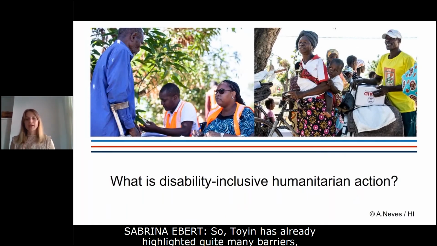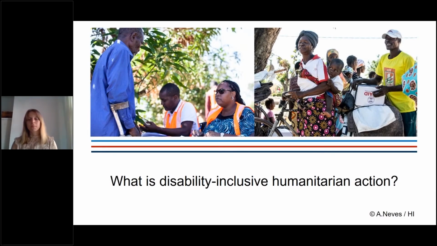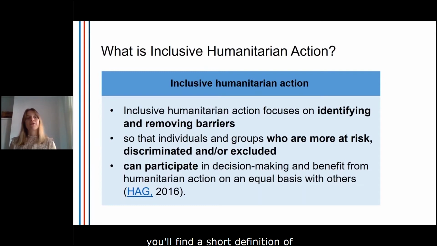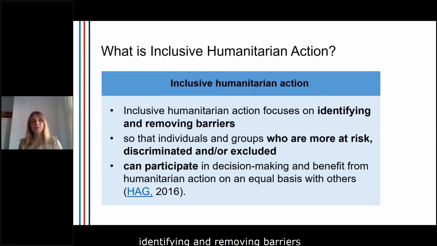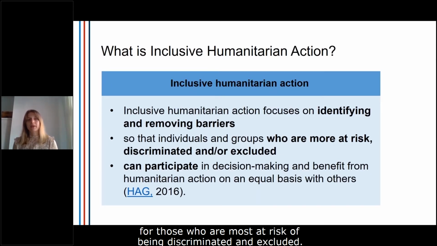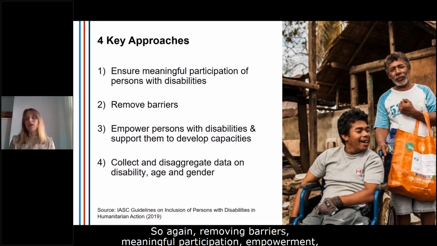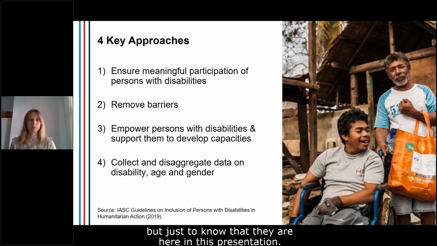So Toyin has already highlighted quite many barriers and also examples of disability inclusive services and must-dos. But if you want to have a look again at the presentation, you'll find a short definition of disability inclusive humanitarian action, which, as she greatly explained, is really about identifying and removing barriers for those who are most at risk of being discriminated and excluded. She also referred to key approaches and key recommendations. So again, removing barriers, meaningful participation, empowerment, and data collection, very important. Have a look at these again, they are here in this presentation.